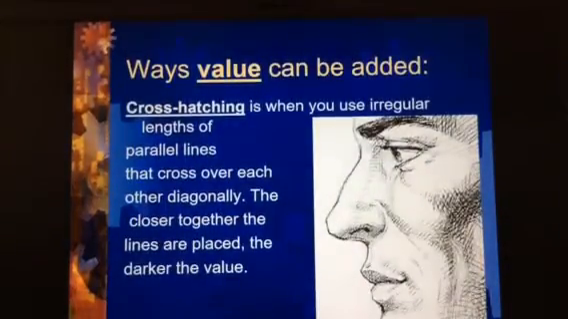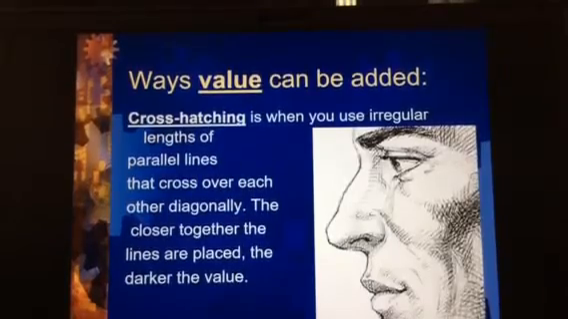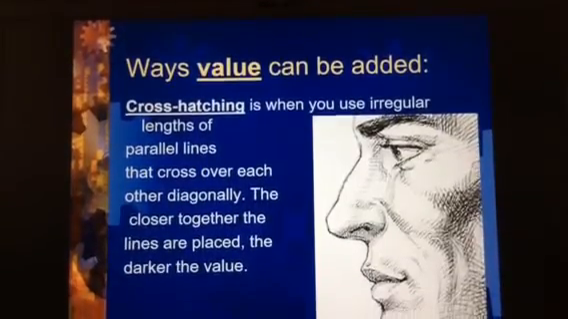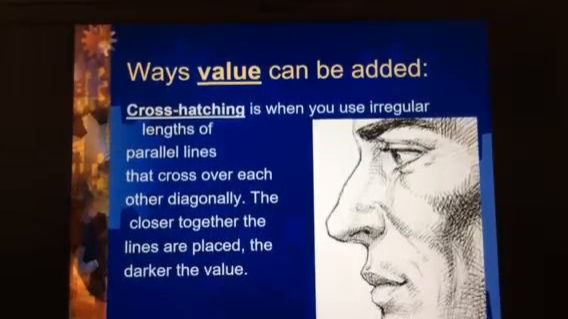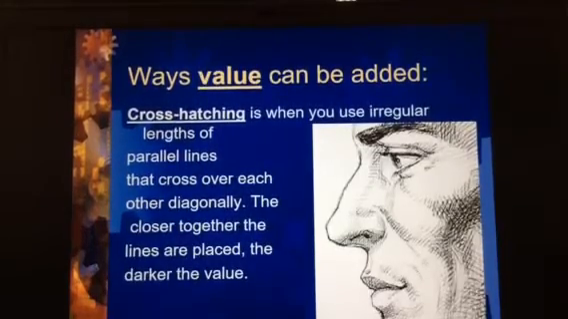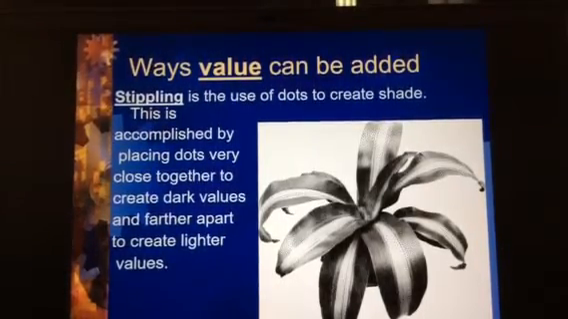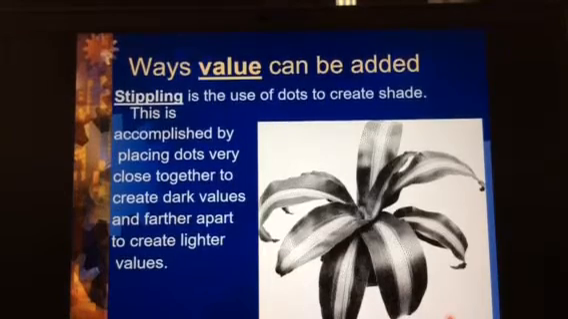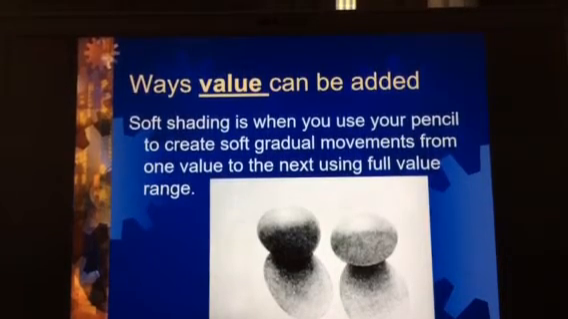Ways value can be added is cross-hatching. And we're not going to go too much into this because this is more for a drawing class than pottery, but we will go over it anyway. So there's cross-hatching. It's just where you basically make little X's or hashtags all over. Stippling is just a bunch of dots. And then there's smudging. It's soft shading. You add pencil and then you smear it.